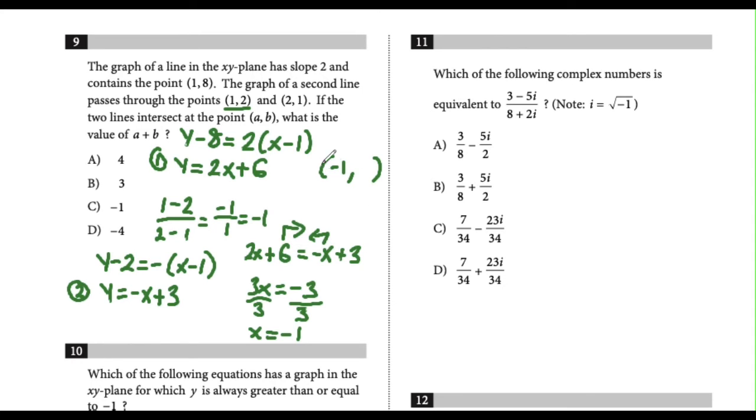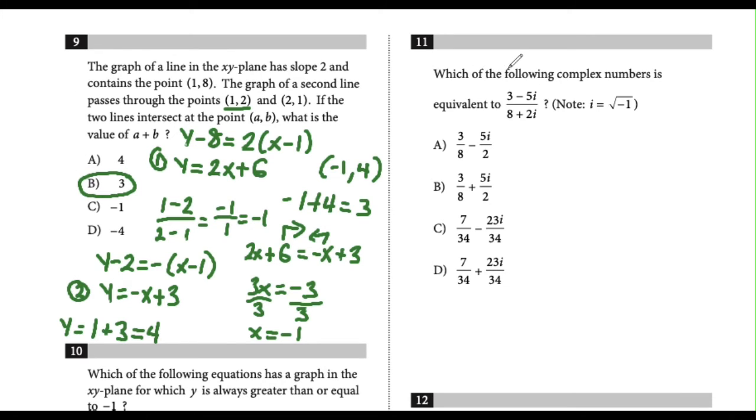In order to find the y value, all we need to do is plug in the x value into one of these equations. We'll plug it into equation number 2. Y equals negative x, so negative 1 is going to be positive 1, plus 3 is going to be 4. So the y coordinate, or the y value of the intersection, is going to be 4. And if we add these two together, -1 plus 4, this is going to be 3, or answer choice B.